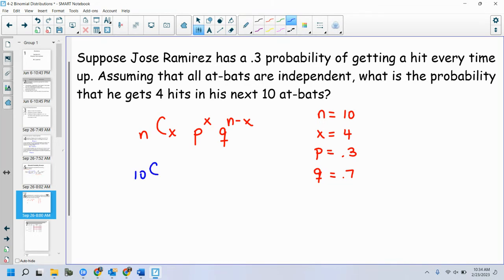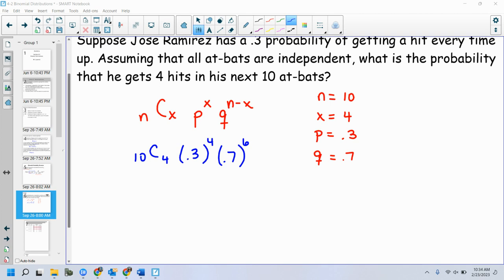We've got 10C4 times 0.3 to the 4th. Q, I know what Q is, that was stupid. 0.7 to the what power? 6th. Notice here that these powers must always add up to what? N, right? 10 in this case. Yeah, those powers must always add up to 10. Okay, so let's run that number.